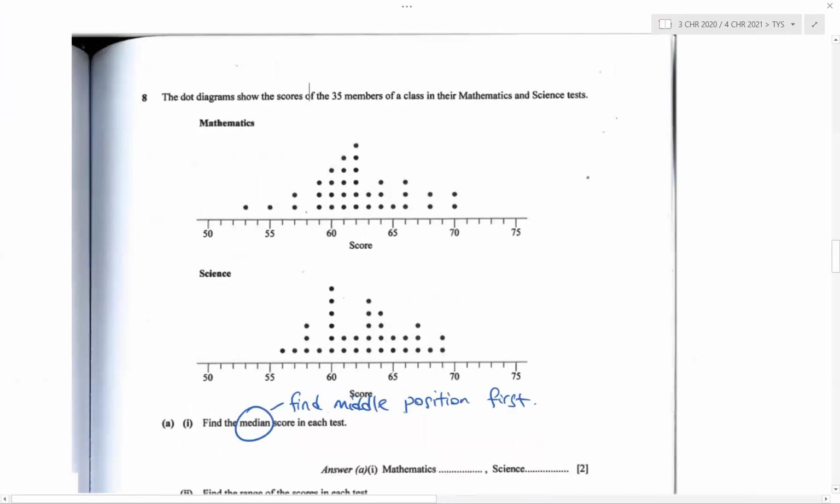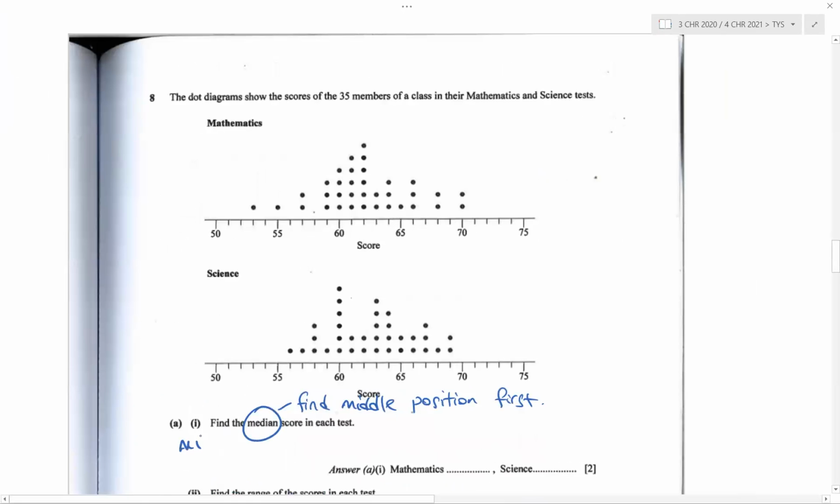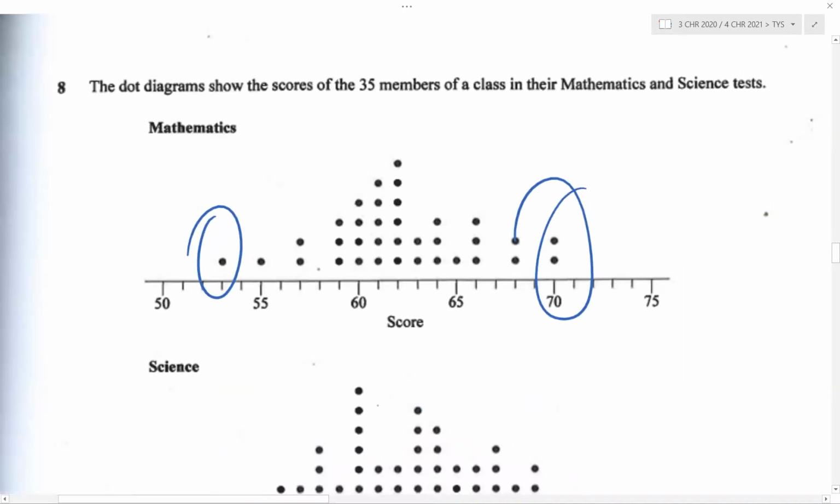So we write for both of these cases, middle position equals 35 plus 1 over 2, to give us 18. Position number 18. So now we need to arrange the students from the smallest result, the one who did the worst, which is this guy. You only got 53 marks. From the smallest to the largest. The largest, we have 2 people in the top place, 70 marks for maths. Arrange them.